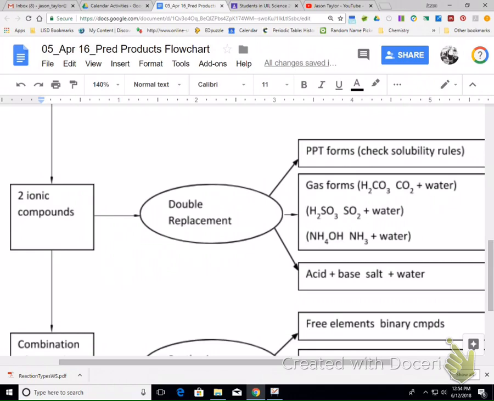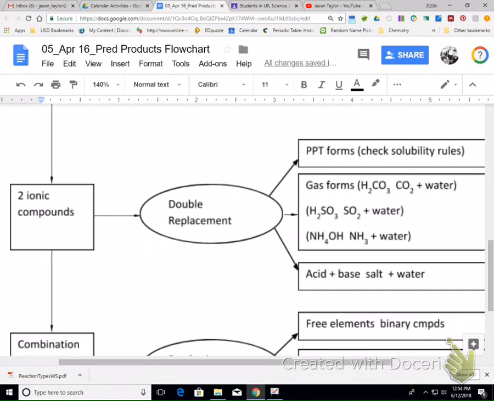The final driving force is the formation of a weak electrolyte such as water. This is our acid-base neutralization. For example, water is just one example of a weak electrolyte. For pre-AP students, this is typically the only one you see, but I know you're smarter than that.